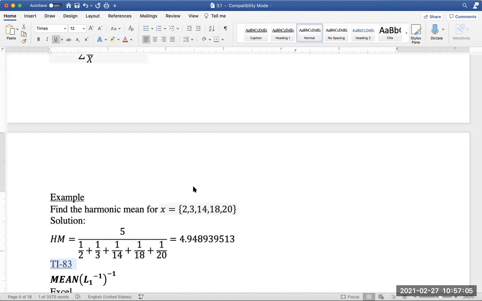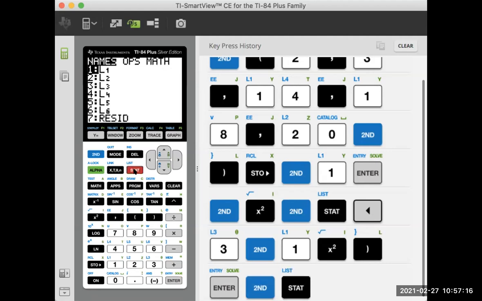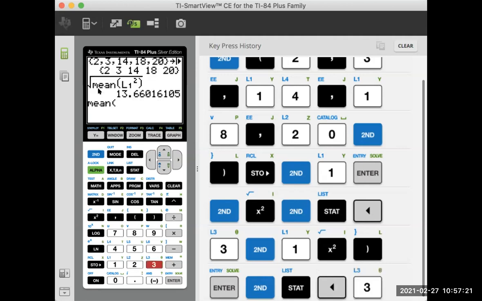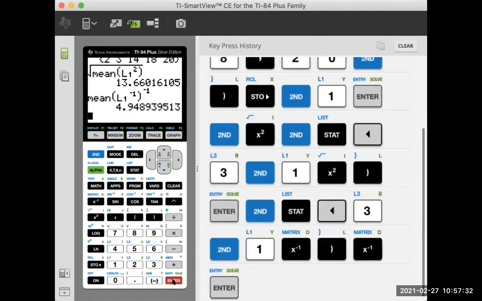So let's use the TI-84. Luckily, we have already input the data values into L1. Let's go to list, second, list, go over to math, go over to mean, and enter the reciprocal of L1, close parentheses, reciprocal, enter. 4.948939513. That is the harmonic mean.